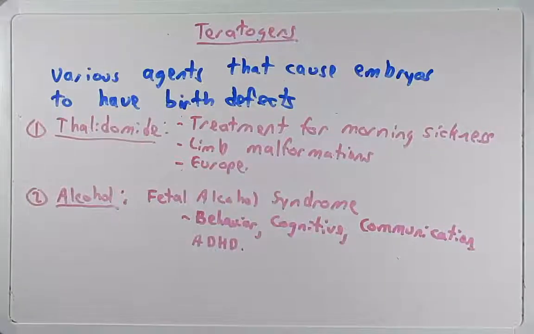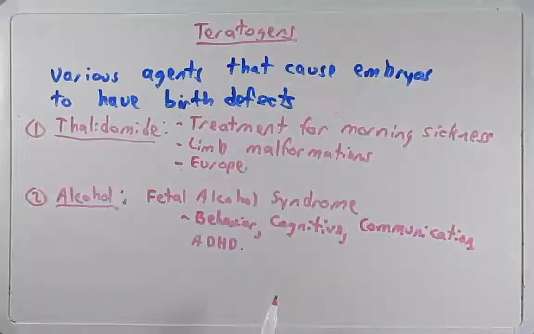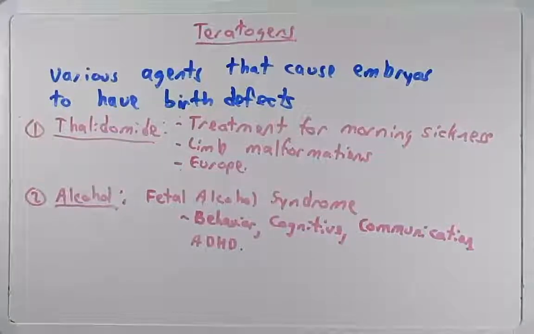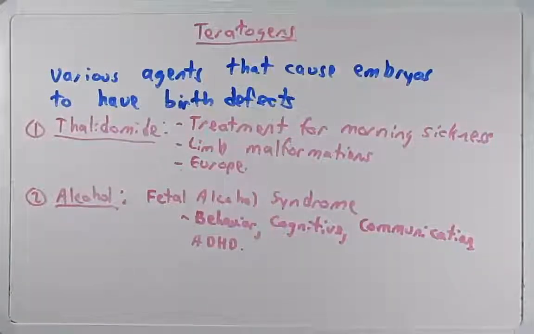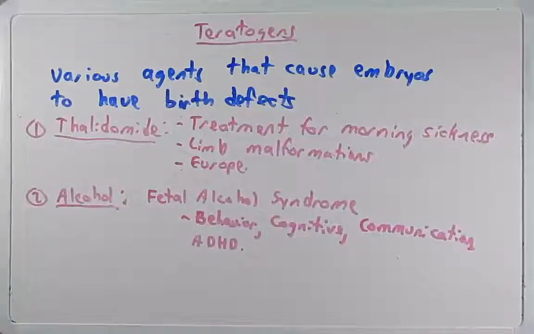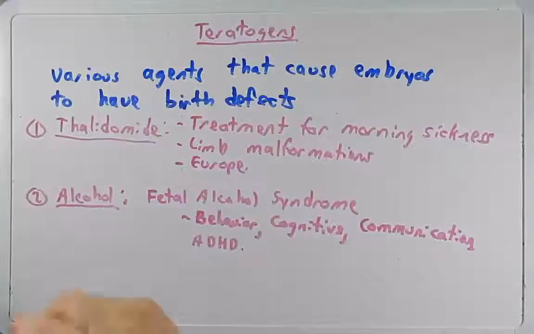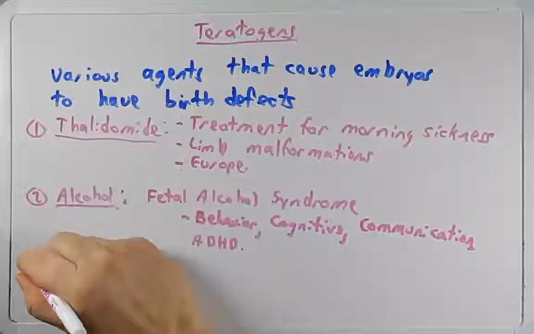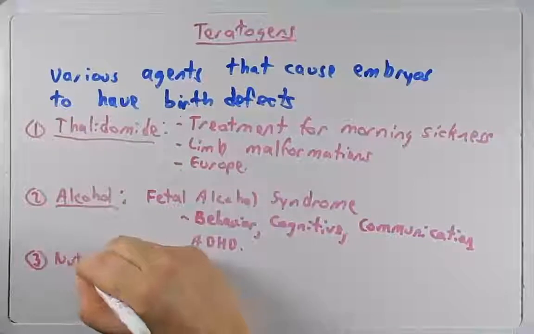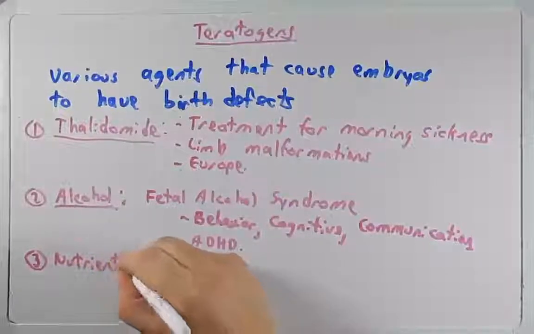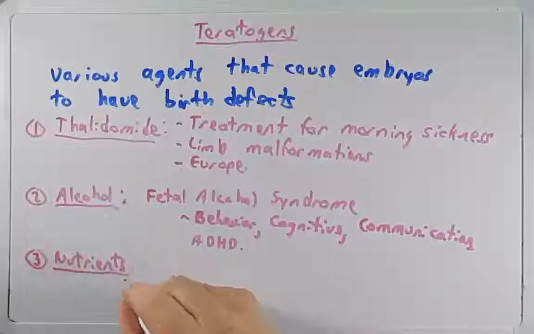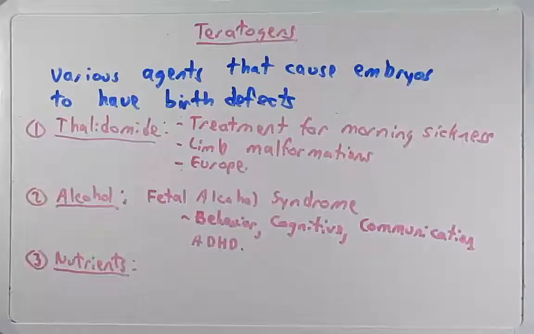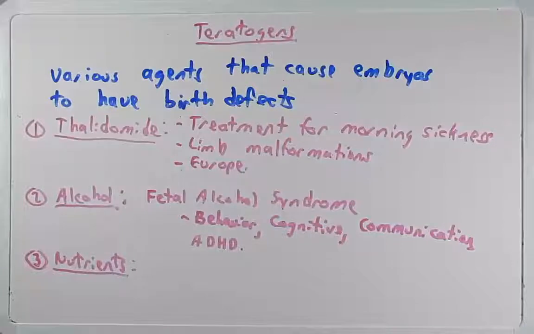It's important to remember that early in development, when the nervous tissue starts to form, and then throughout embryonic and fetal development, as the brain and its tissues continue to develop, alcohol can have an effect. The next one I want to write down here is nutrients. This may sound a little weird to say that nutrients can serve as a teratogen, but in excess amounts, some nutrients will have the potential to lead to birth defects.